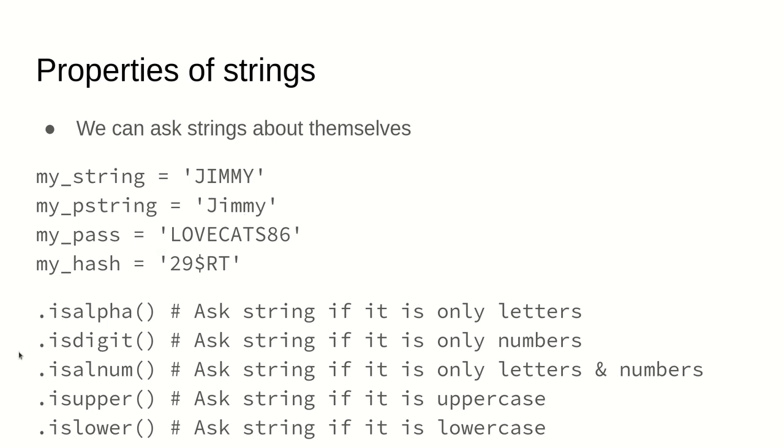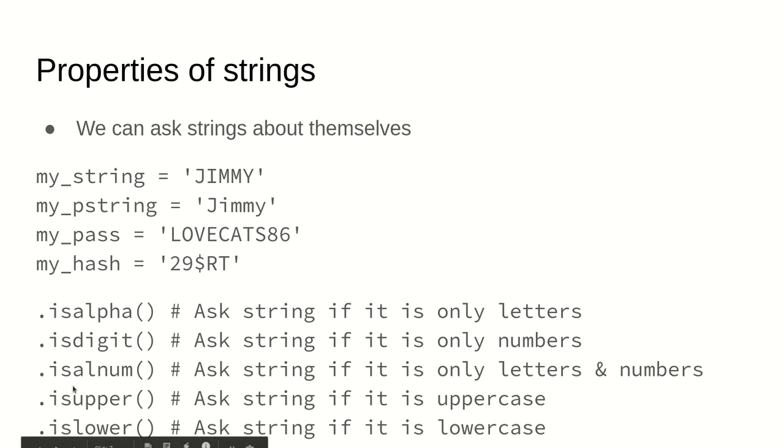If I asked myString.isAlnum, which stands for alphanumeric, then I would get true. In fact, I would get true for myString, myPstring, or myPass.isAlnum, because all of those contain some combination of alphabetical characters and or numbers. But I would get false for myHash.isAlnum because it has a $ sign character in it, which is neither an alphabetical character nor a numerical character.